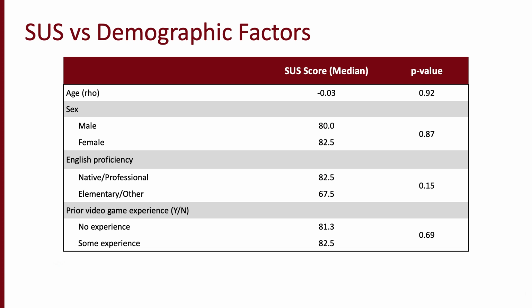Bivariate analysis was performed to evaluate for usability bias related to demographic factors, which included age, sex, English proficiency, and prior video game experience. On the left, you can see the demographics studied. The middle column shows Spearman's rho for continuous variables. And on the right, you can see the p-values. No usability bias was identified. However, given the limitation of our small sample size, we were unable to conclude that associations between variables, such as the SUS score and English proficiency, would not be detected in a study with greater statistical power.